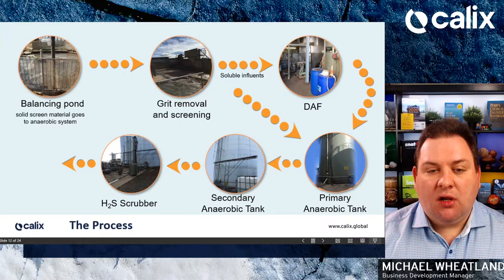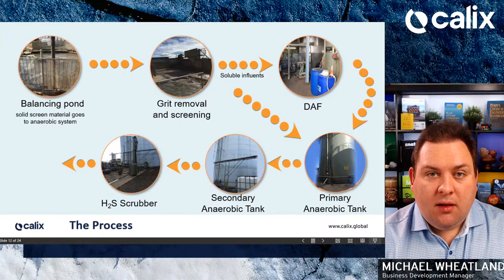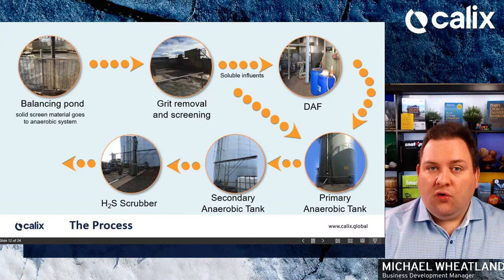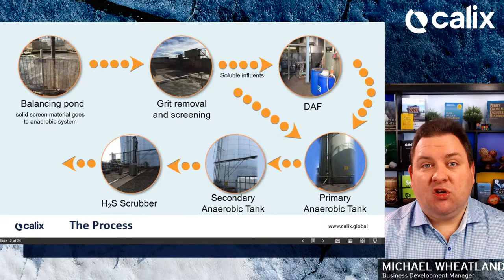That was put into an anaerobic digestion tank, followed by a secondary anaerobic digestion tank, and the gas is then passed through an H2S scrubber, where essentially you react the hydrogen sulfide with water in order to produce sulfuric acid, and that removes the hydrogen sulfide from the gas, so it doesn't produce acid when it goes into the generator, so it doesn't corrode the generator.